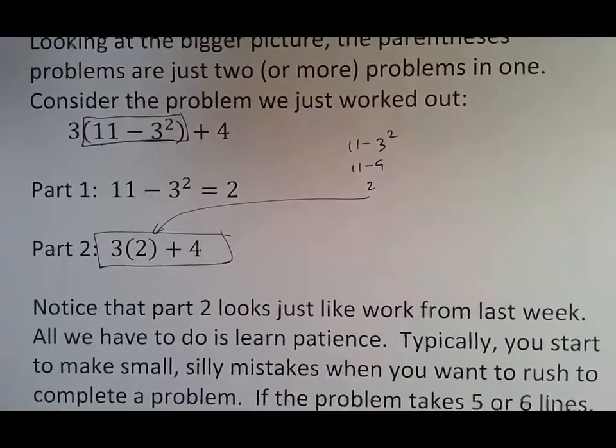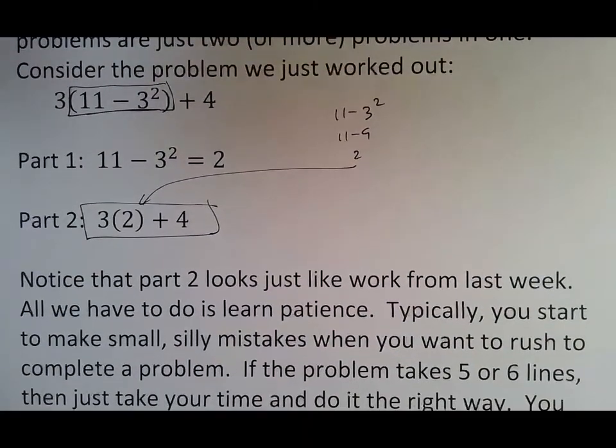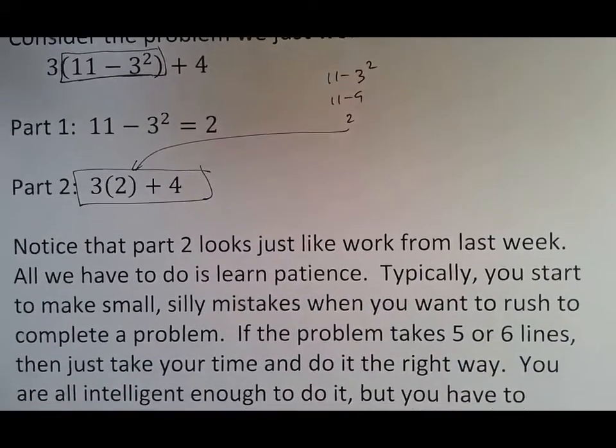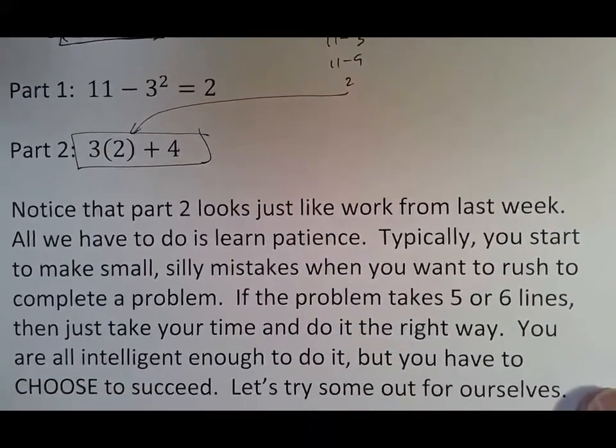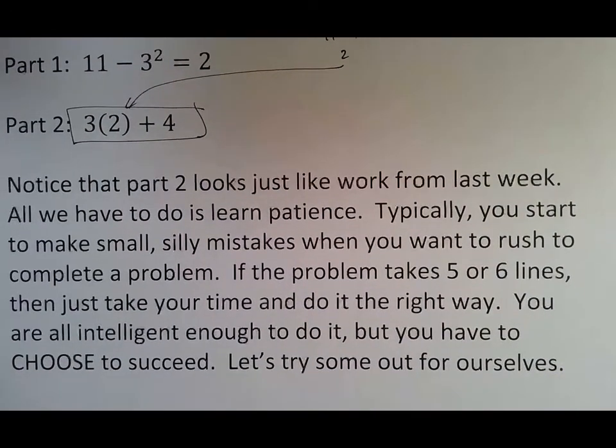Again, notice that part 2 looks just like work from last week. All we have to do is learn patience. Again, typically you start to make small silly mistakes when you want to rush. If the problem takes 5 or 6 lines, just take your time and do it the right way. You're intelligent enough to do it. You have to choose to succeed.